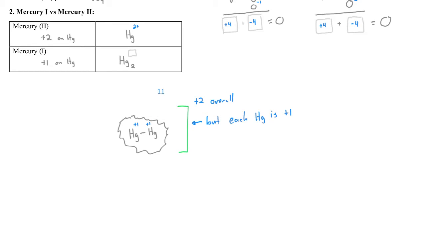This is how each of the mercury atoms can have a +1 charge only when there's two of them together. So mercury 1 has the formula Hg subscript 2 with a +2 charge, whereas mercury 2 just has a +2 charge on it. So that's the difference between oxides, peroxides, and mercury 1 and mercury 2. Let's go on to the next page.